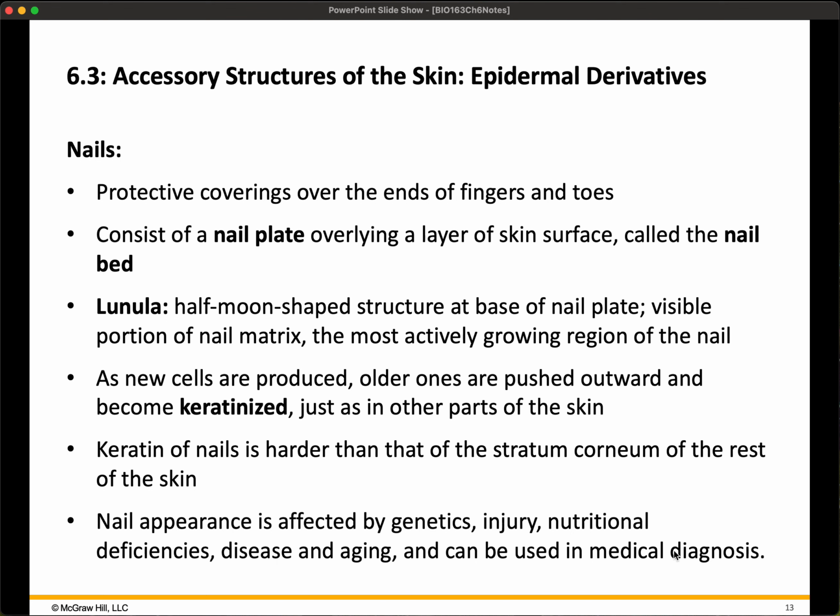Again, it can be used in medical diagnoses. Hair, skin, and nails are very much indicative of nutrient status, and they are affected by that. If you have flaky ridges in your nails, white spots in your nails, all those kinds of things can be indicative of some underlying nutritional or medical diagnosis.